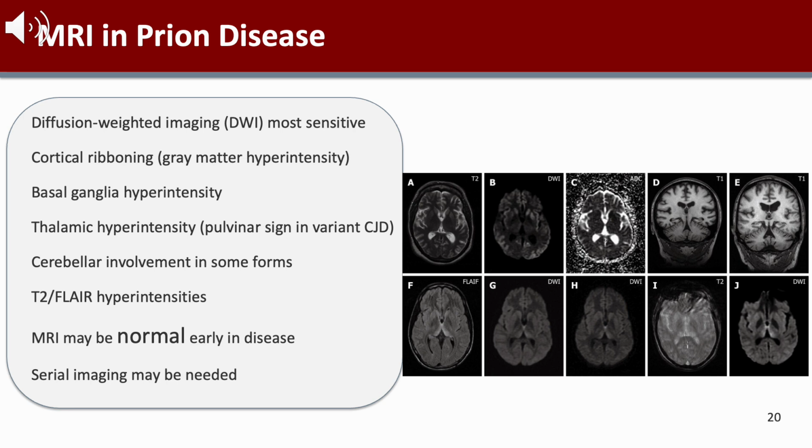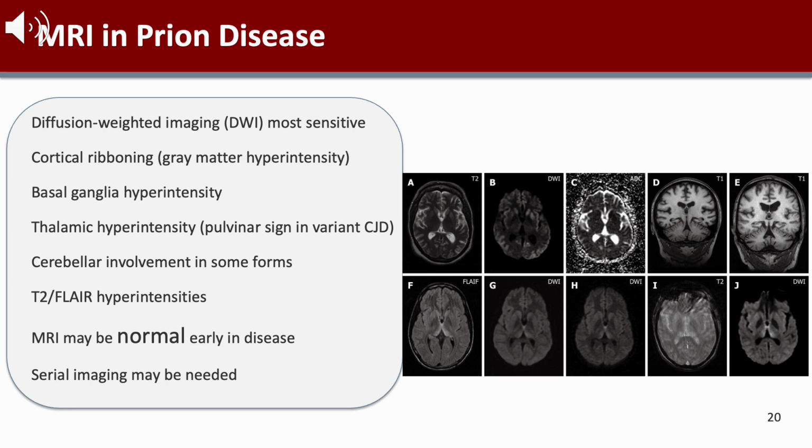Diffusion-weighted imaging is the most sensitive sequence, showing restricted diffusion in affected brain regions. The characteristic findings include cortical ribboning, which represents hyperintensity in the cerebral cortex on DWI, and basal ganglia hyperintensity. The pulvinar sign, which is increased signal in the posterior thalamus on T2-weighted images, is highly characteristic of variant Creutzfeldt-Jakob disease. Cerebellar involvement may be seen in some forms of prion disease.